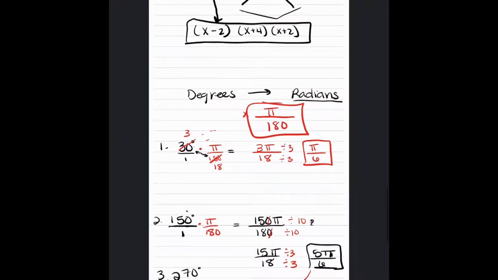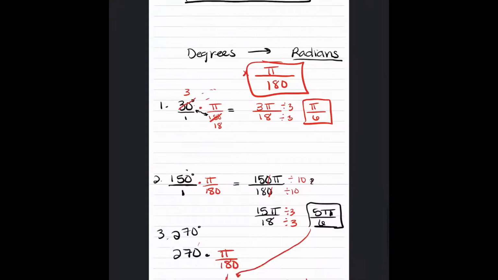So how you do that: remember, to go from degrees to radians, we multiplied by pi over 180. To go from radians to degrees, it's just going to be the opposite. You're going to multiply by 180 over pi.